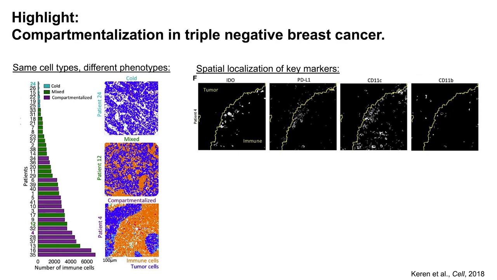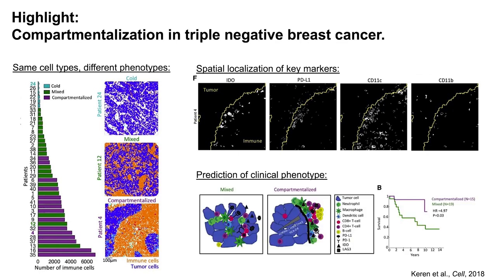So in this particular study, it turned out that patients with this compartmentalized phenotype actually survived a lot longer and responded better to therapy than patients which had this more mixed phenotype. So this is a real predictive tool.